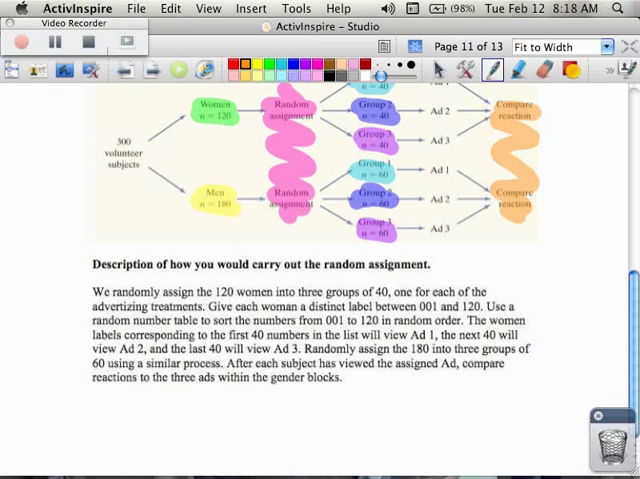The labels 1 through 40 would be the first 40 women and get ad 1, and so on and so forth. We're going to do the same thing to the men, but now with 180. Now, the random table is not the only way you can assign things, but for our purposes in our class, it's probably the easiest one to describe to the reader since you're given a random table anyways for the test.